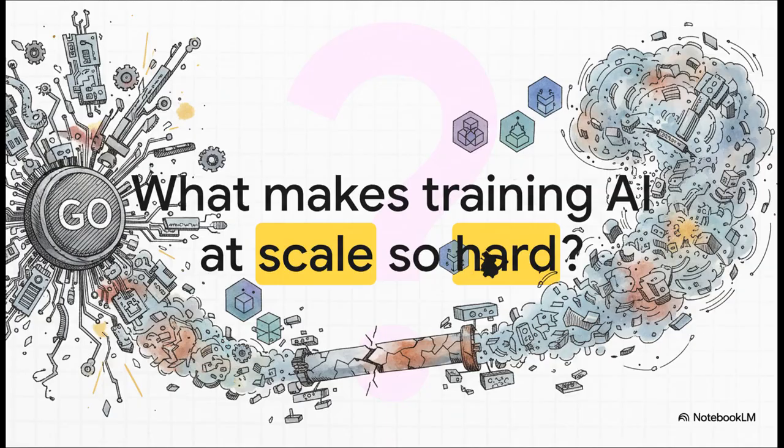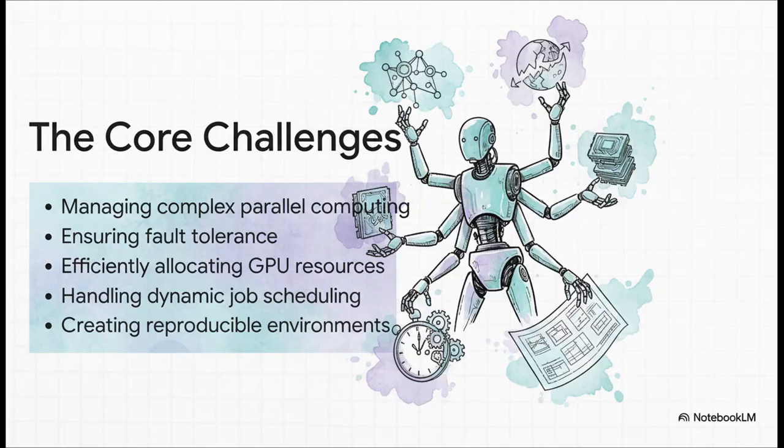So that really begs the question, right? What exactly makes this so hard? I mean, why can't we just find a bigger go button and press it? Well, it turns out the challenges are pretty significant. First off, you're trying to manage incredibly complex parallel computing, getting hundreds or even thousands of processors to work together in perfect harmony. Then you have to worry about fault tolerance, because at this scale, trust me, things will fail, and you can't afford to lose weeks of training time. You've also got to efficiently hand out those super expensive GPU resources. On top of all that, you're juggling different job priorities and trying to create training environments you can reproduce perfectly every single time. It's a massive juggling act.